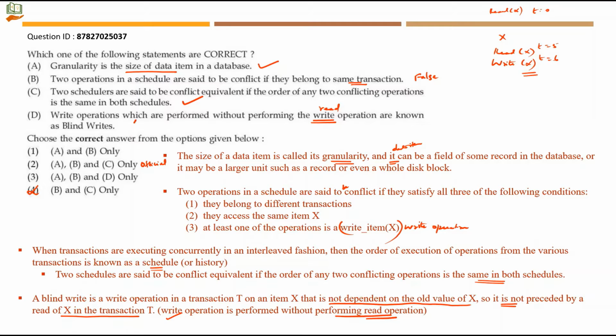So D is also wrong here. A and C only will be the right options here. So none of the options are matching this, but this is the official key. So A and C only are right, B is not right.